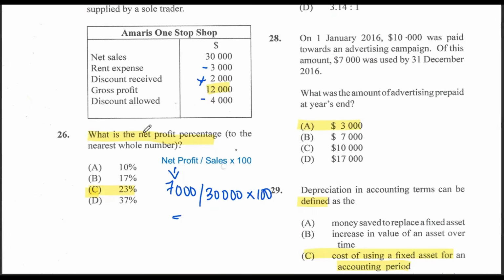Now, question 26, what is the net profit percentage to the nearest whole number? Net profit divided by sales multiplied by 100. Yeah, guys, that is your equation. So you had to work with the net profit from this data. Let's look at the net profit.